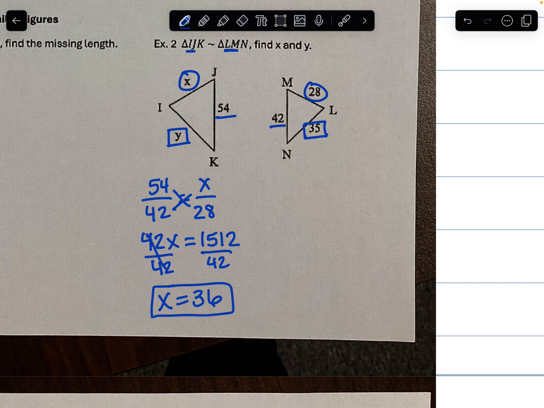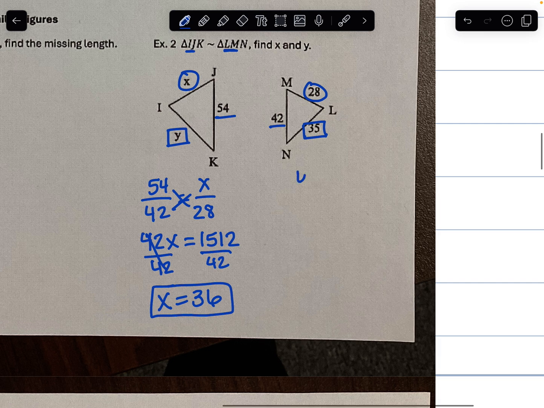Colt, what about the second part? How could I solve for y? Y over 35. Okay. Yeah. And listen, it doesn't matter if you choose, like the other one we chose to put x in the second one, you can choose to put it first. It doesn't matter. And what are we going to set that equal to, Colt?